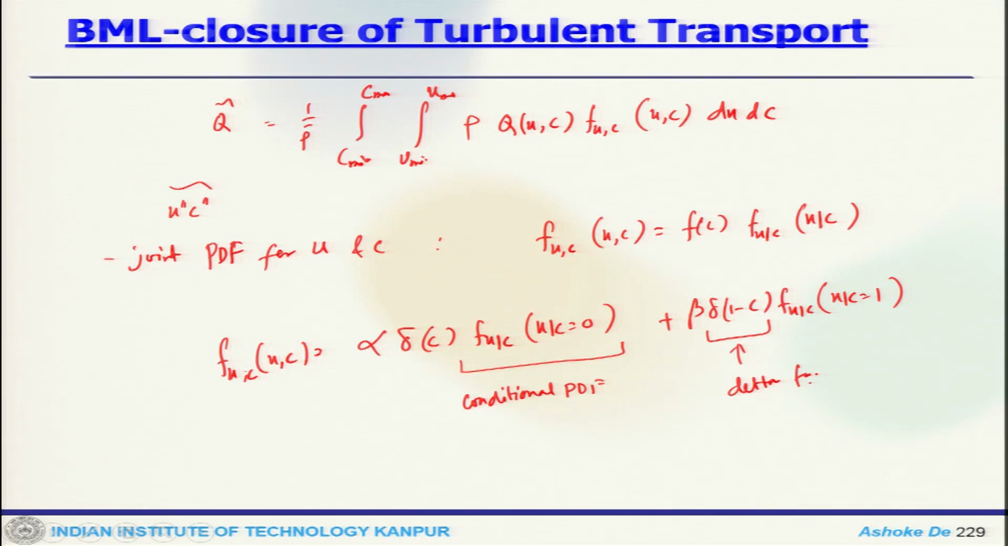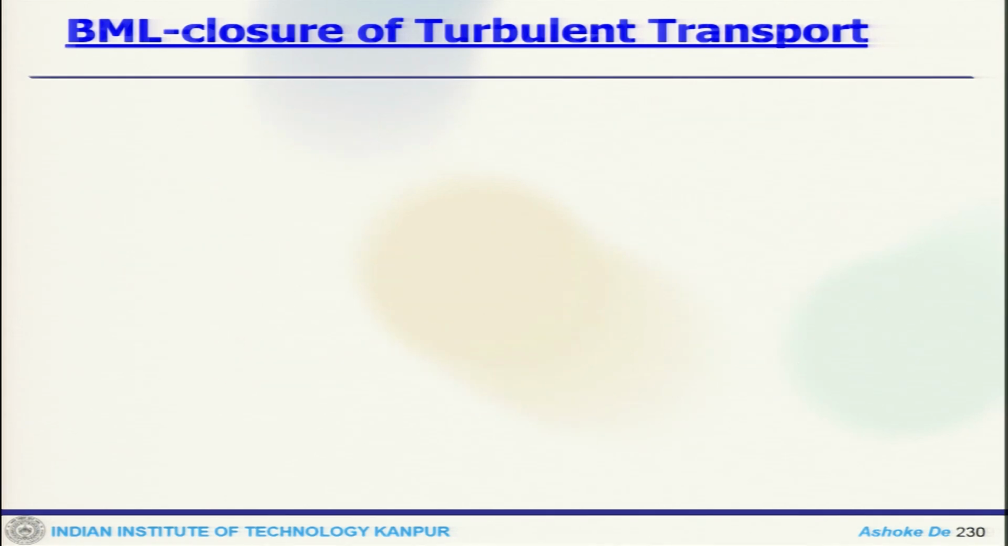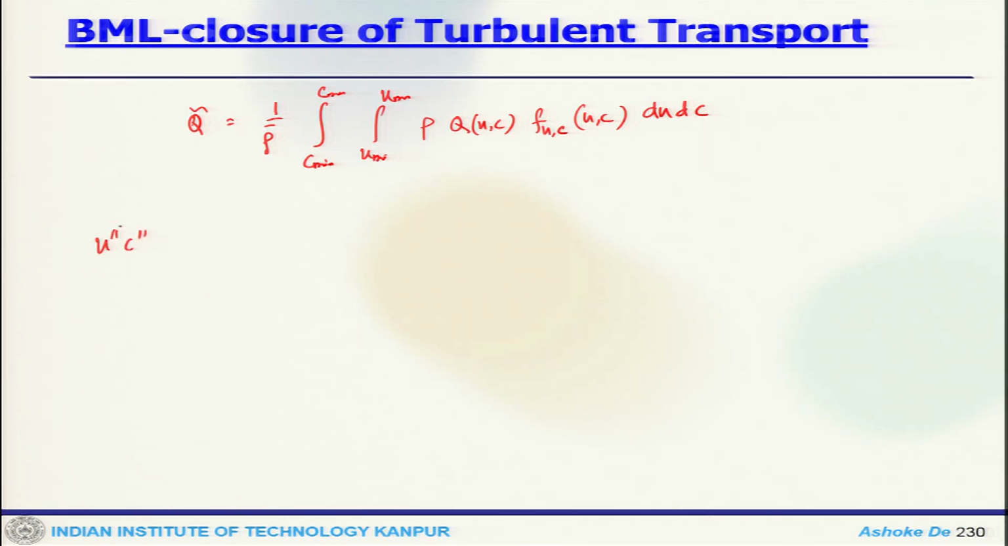So, this is what you can close or write using BML. Now, this quantity you can write as 1 by rho bar, integral from C min to C max, U min to U max, rho Q, F of U, C, dU dC, which will allow us to close this.